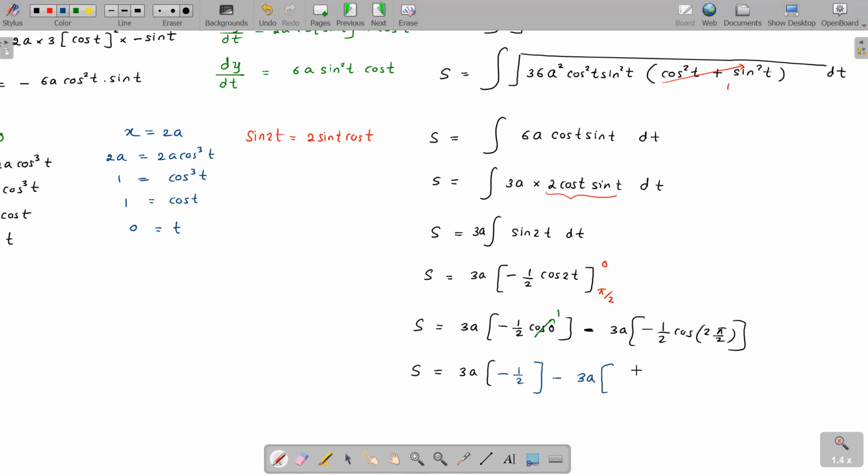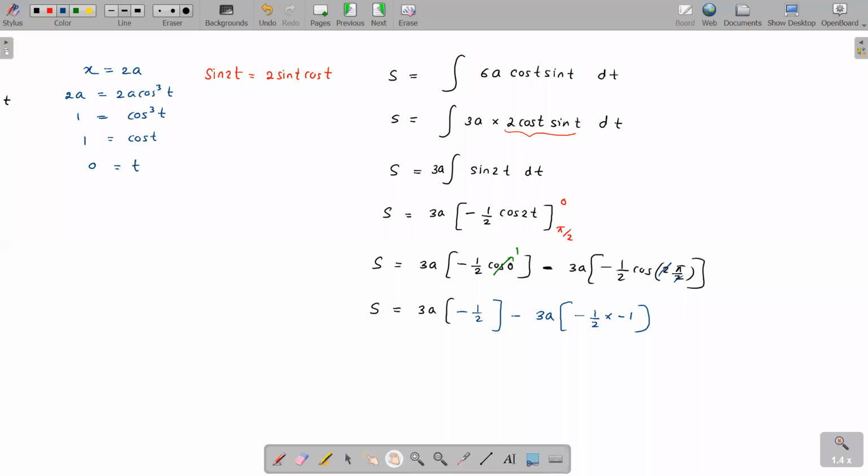Minus 3a into half cos pi is how much? Cos pi is minus 1, isn't it? Minus half into cos pi is minus 1. Is that correct? You get the answer here? So I get here s equals minus 3a over 2, and here minus minus is a plus. So minus 3a into plus half is again minus 3a over 2, which gives me s equals minus 3a.